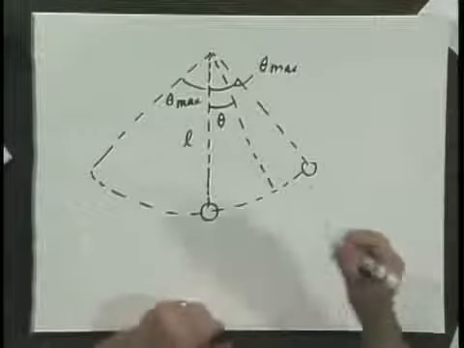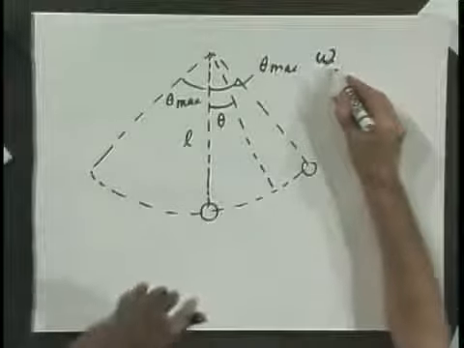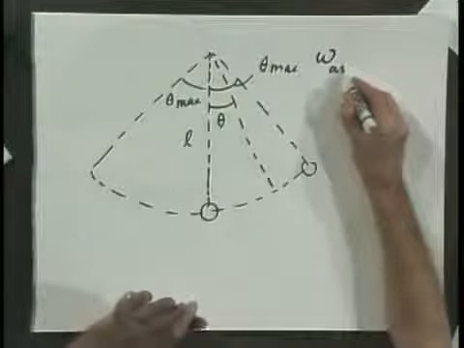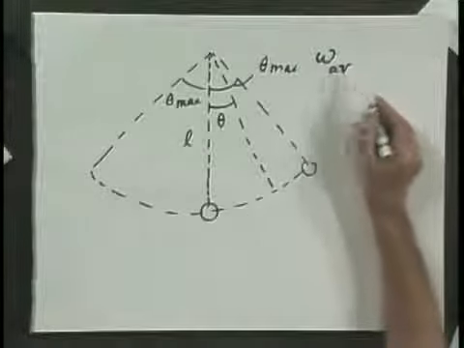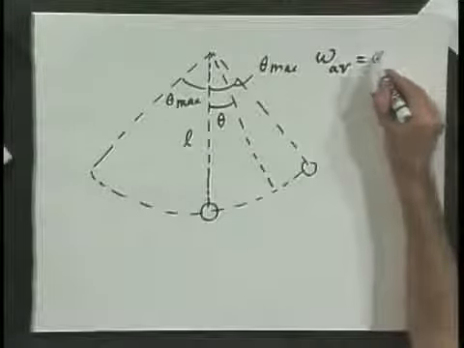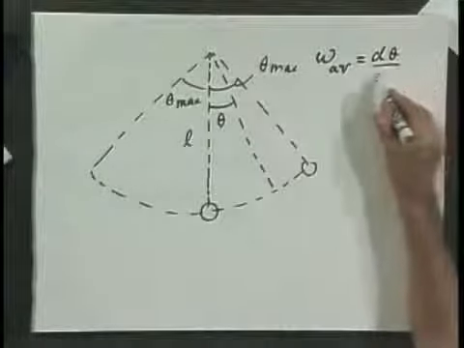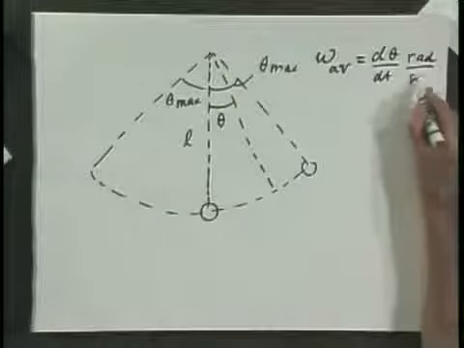The angular velocity, for which we write omega in physics, I will, in this exercise, put an AV there so that you always know which omega I'm talking about. Angular velocity, per definition, is d theta dt. And this is in radians per second.